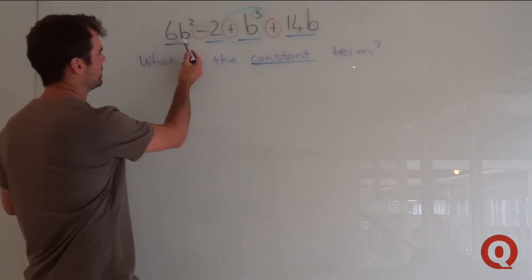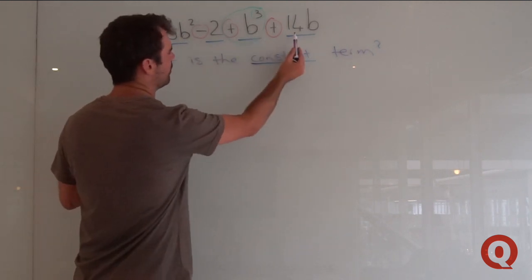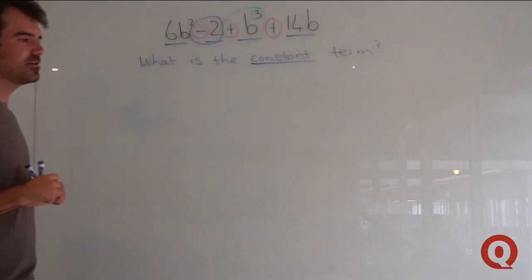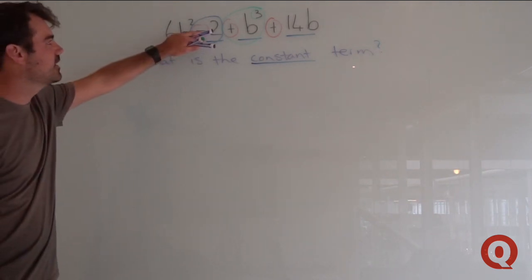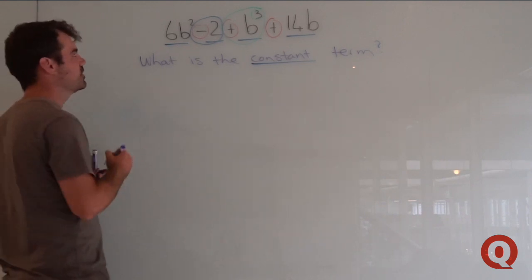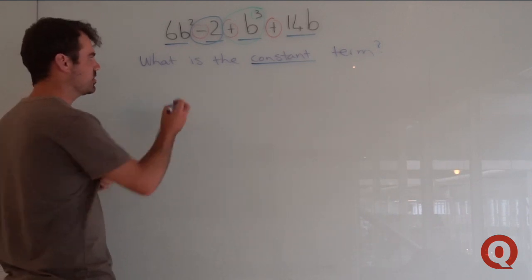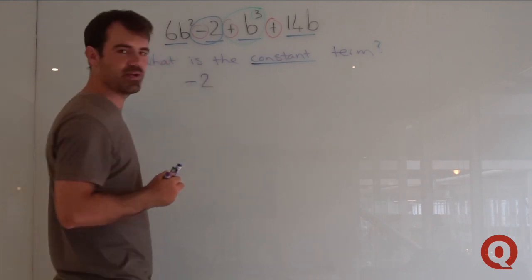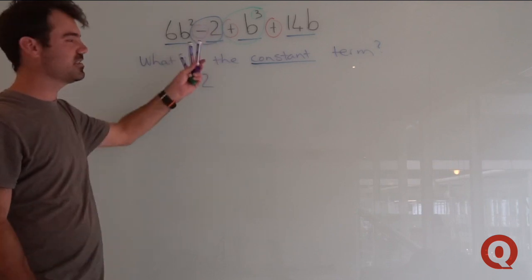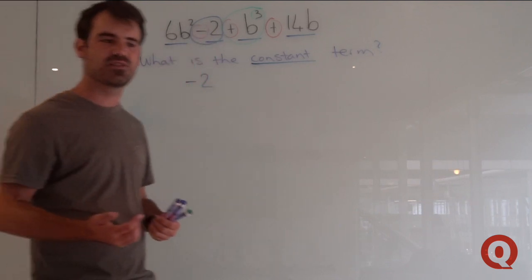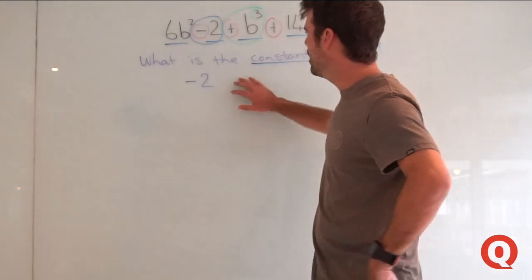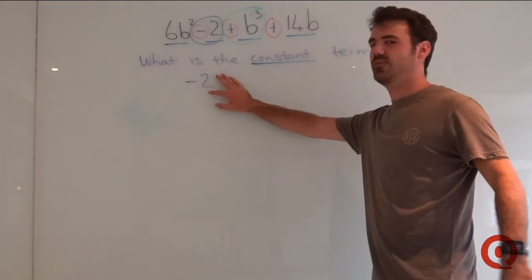So I cast my eyes: 6b squared, b cubed, no, 14b, no. It's got to be this right here. Now notice again how I've highlighted the sign in front of my term. So here it is, -2. -2 is going to be my answer to the question. -2 is my constant term. I can't just say 2. Yes, it doesn't have a variable, and that makes it the constant term, but it's not just 2, it's -2. And there's a big difference between 2 and -2. They're just not the same thing. So my answer to what is the constant term is -2.